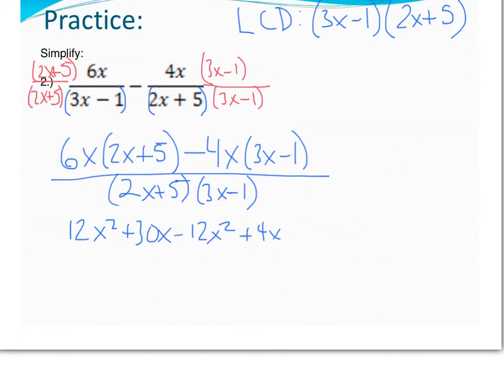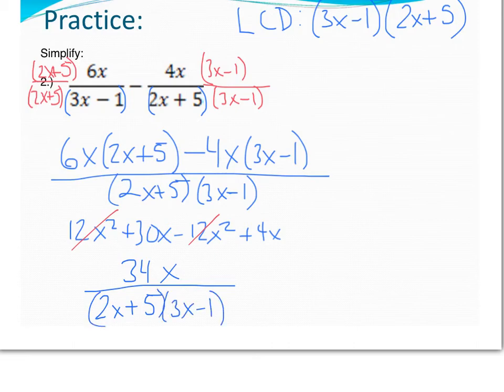So let's keep working with the numerator. So here I'm going to cancel these because you have a positive and a negative, and I'm just left with 34x. And now let's bring that denominator back in. I have 2x plus 5 times 3x minus 1. Now we need to check, can I cancel anything? Do I have an x that I can cancel with? Just an x by itself that I can cancel with here? No, I don't. How about anything I can reduce or cancel with the 34? Nope. So there's no cancellations.